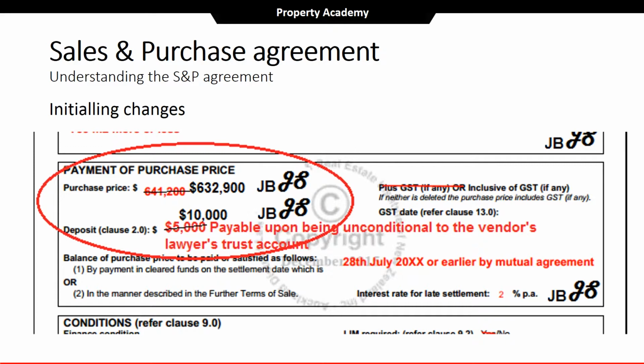My understanding and assumption is that we've increased the deposit by $5,000, bringing it up to a total of $10,000, but we've actually reduced the purchase price as well, by almost another $10,000 odd.